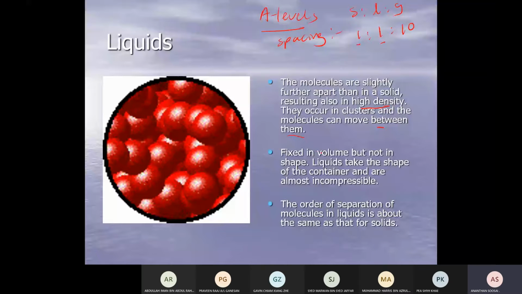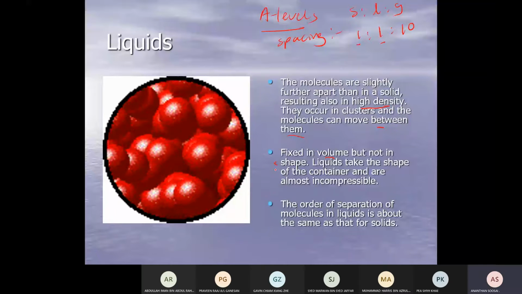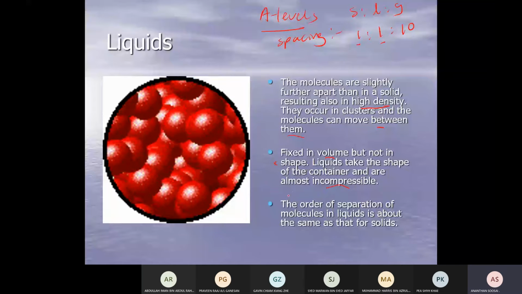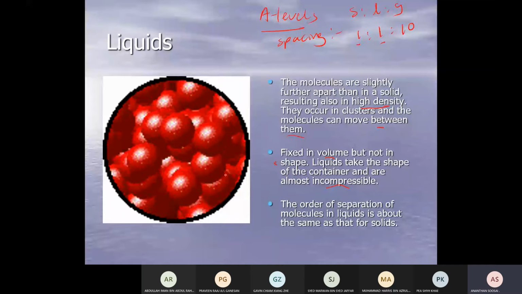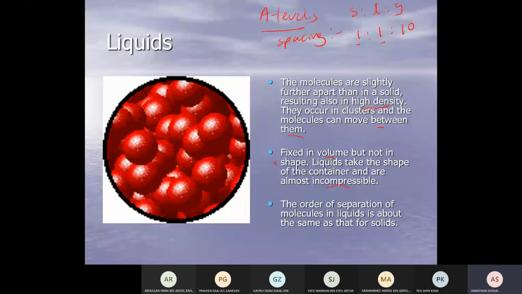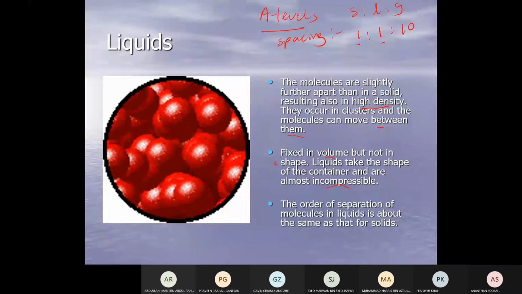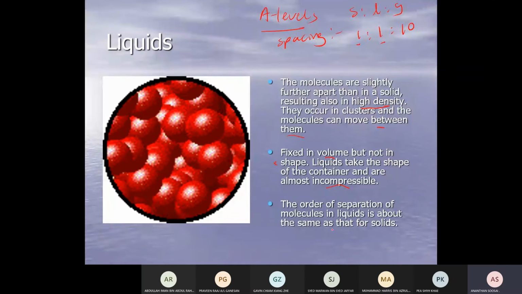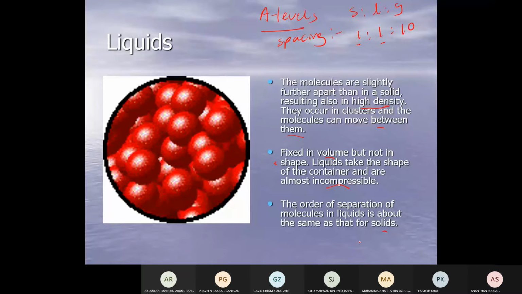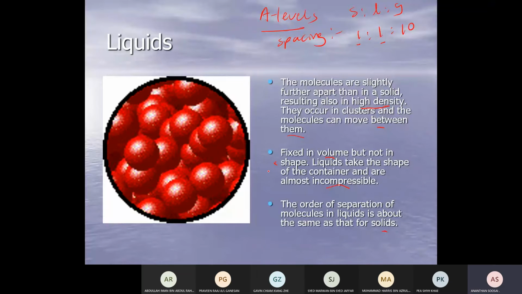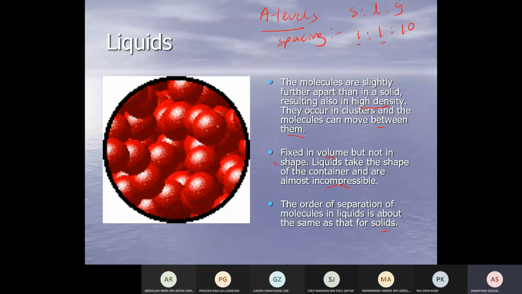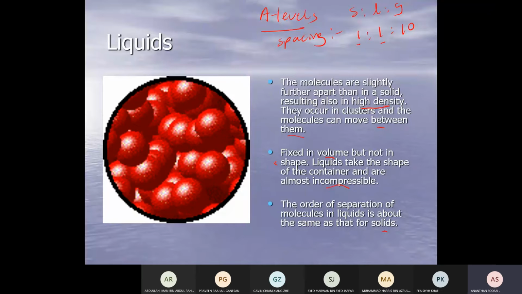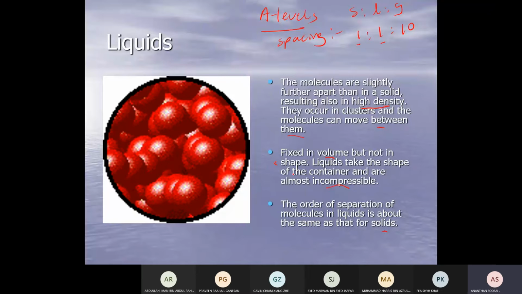Fixed volume, of course, but not fixed shape. They don't have fixed shape. So again, almost incompressible, like solid. The only difference between solid and liquid is that liquid doesn't have a fixed shape. Other than that, it's similar. The order of separation of the molecules in liquid is about the same as that of solid. So they can ask how the particles are arranged in liquids and how the intermolecular force looks like. These are the descriptions you have to write.